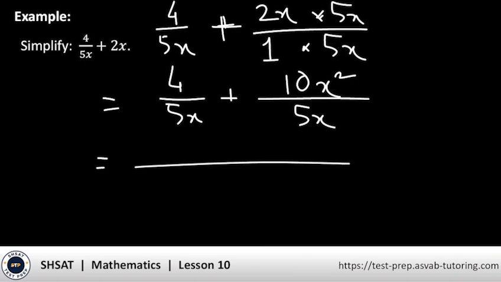Now, if you want to write the entire denominator as it is, in the numerators, we need to add 4 to the 10x squared. But can you really go further? You cannot, because 4 and 10x squared, you cannot add them because they're not of the same variables. So that is the end of this math as well.